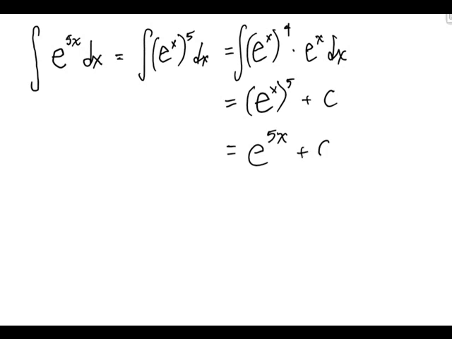which is e to the 5x plus c, which is exactly what you would have gotten if you just applied the rule arbitrarily to the integral. So it's nice to know that, hey, it all works out either way, whether you do it by substitution or just use the rule. It's part of that elegance of calculus.